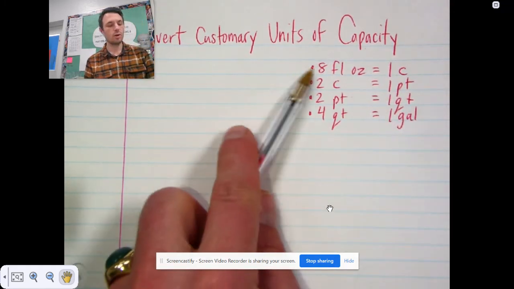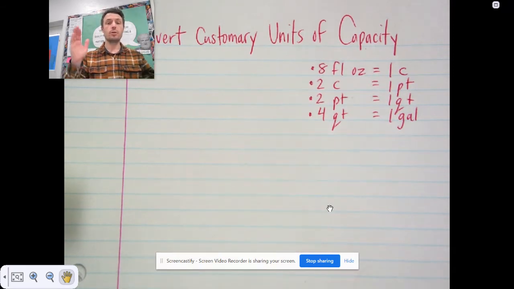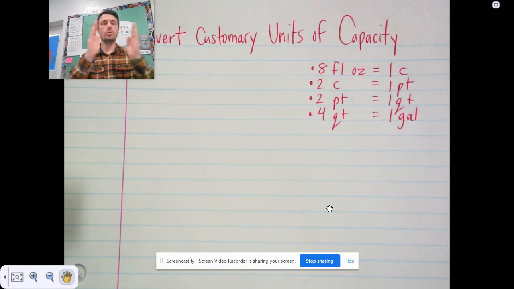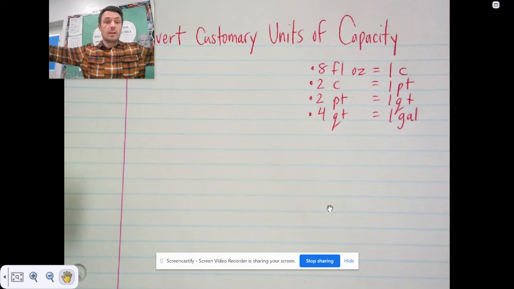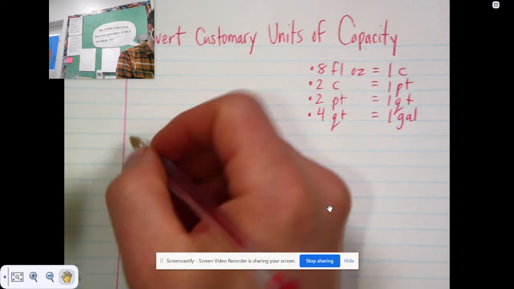Okay, as long as you know all of these measurements, and as long as you know that when you're going from a larger unit to a smaller unit, you multiply, and when you're going from a smaller unit to a larger unit, you divide, and that you always multiply or divide by the amount of the smaller unit that can fit into one of the larger unit, you'll do fine on today's lesson. Let's do an example together.